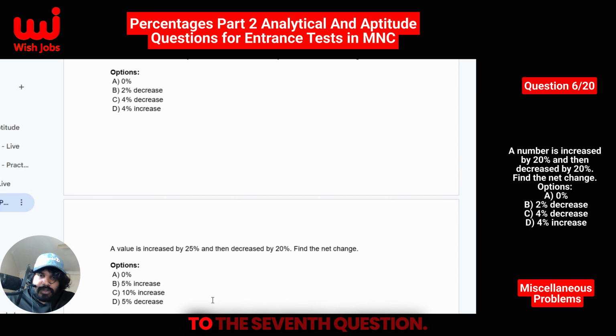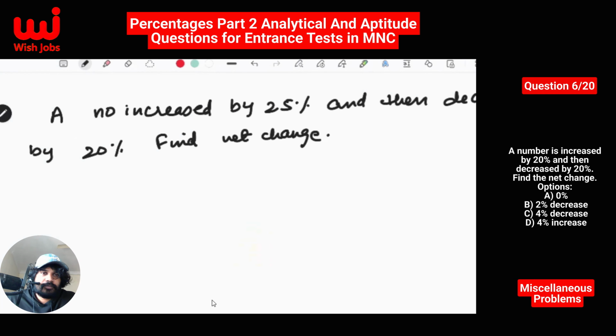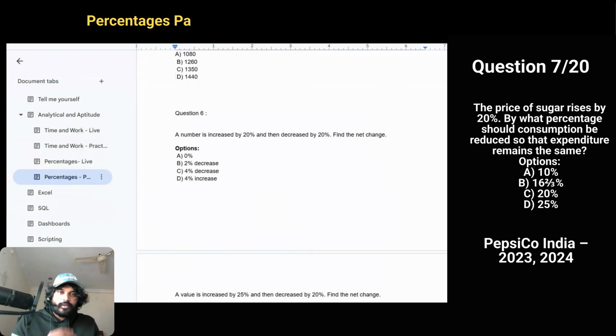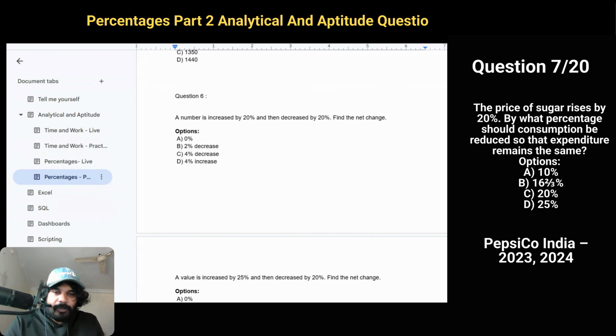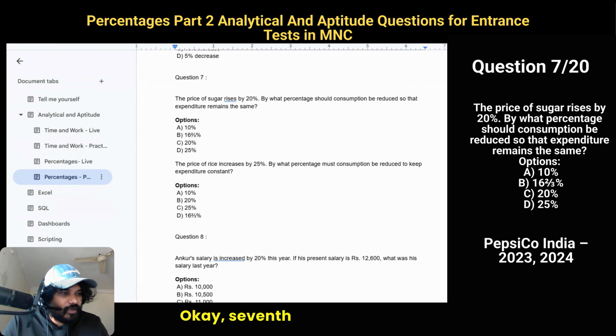Okay. Then we'll move on to the seventh question. You can practice this one yourself. A number is increased by 25% and then decreased by 20%. Find the net change. So we completed the sixth problem. Now we need to solve the seventh problem.